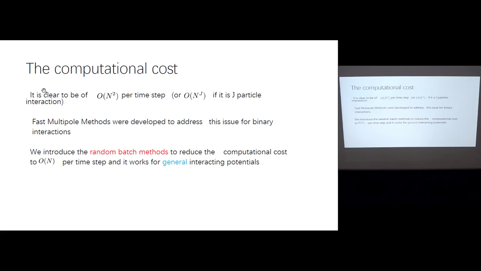But you reduce the cost to O(n) from O(n) to any power. If you have a binary interaction, n squared; if you have more than binaries, n to any power j, where j can be 3 or 4, whatever. No matter what j is, we reduce the complexity to O(n) in a very simple fashion. And it's for general interaction potentials. All right.